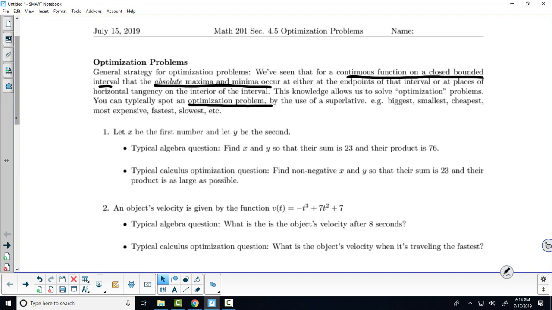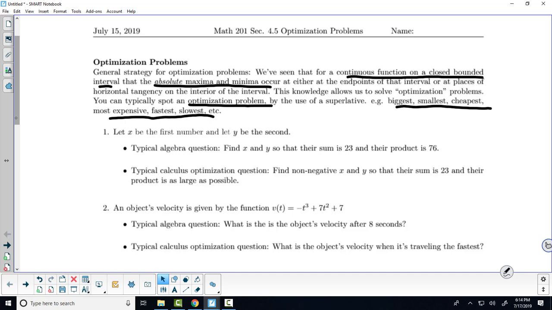An optimization problem asks you for the superlative of the adjective. What on earth am I talking about? I don't know English very well. In English, you have the superlative case of an adjective. So it goes fast, faster, fastest, or small, smaller, smallest. That est ending, that's the superlative. So in these types of questions, we're asking you to find the biggest, the smallest, the cheapest, the most expensive, the fastest, the slowest. That's how you spot an optimization problem.